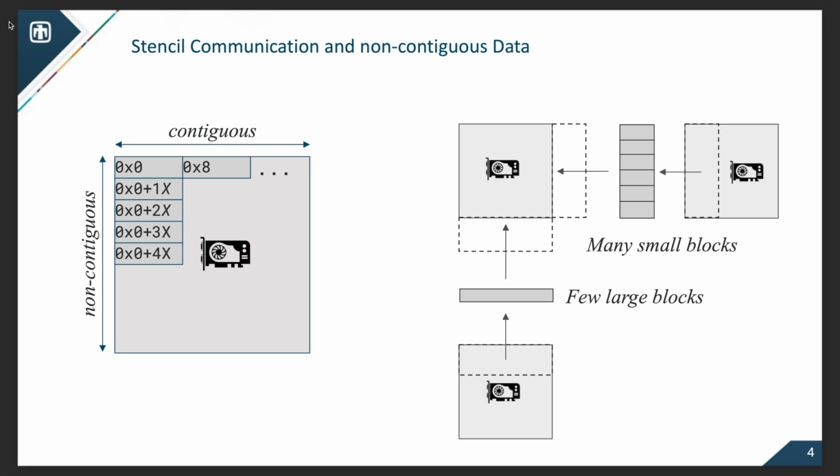Stencil codes are at the core of many applications, and these codes will distribute their grid point data across many GPUs after doing some kind of regular spatial decomposition. So in this case, I've drawn some 2D images on the slide. But basically, every GPU grid needs to communicate part of its boundary region with its neighbors.